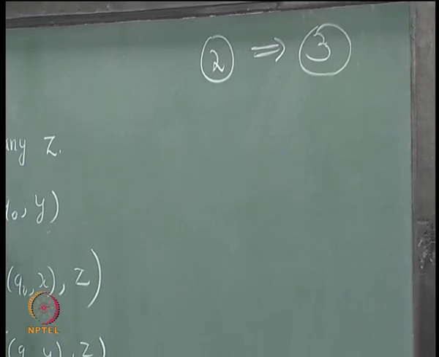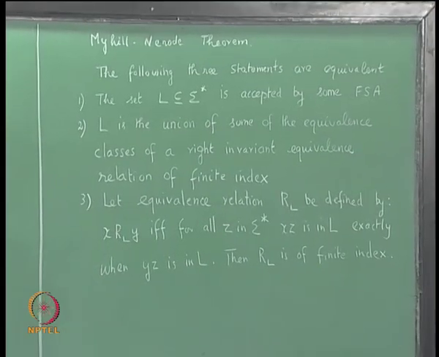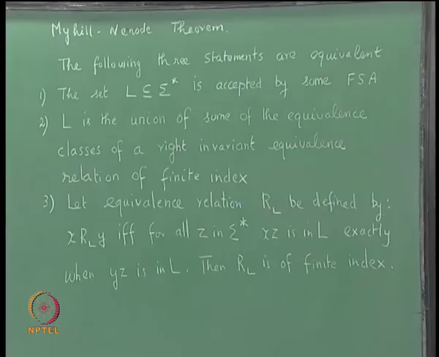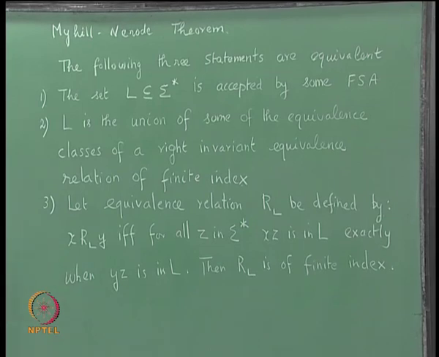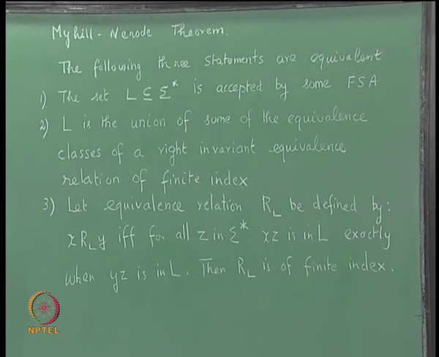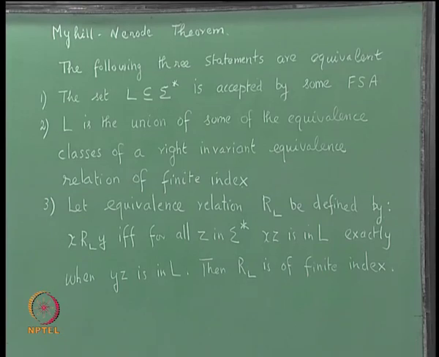What is 2, what is 3? We will read again. 2 states that L is the union of some of the equivalence classes of a right invariant equivalence relation of finite index. Then 3 states that the equivalence relation RL, let it be defined as x RL y if and only if for all z in sigma star, xz is in L exactly when yz is in L, then the equivalence relation RL is of finite index.